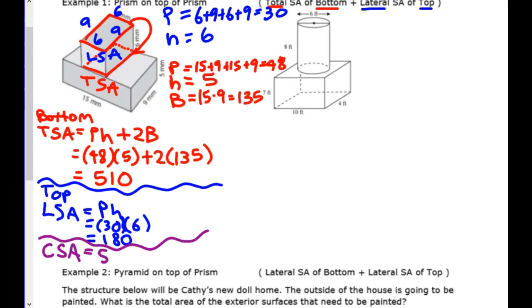So check it out. At the bottom here, CSA. This C stands for composite. So my total composite surface area means adding up 510 plus 180, which gives me a total of 690 millimeters squared.